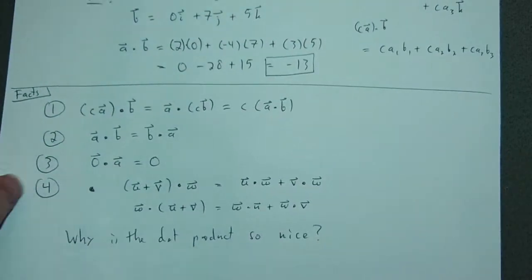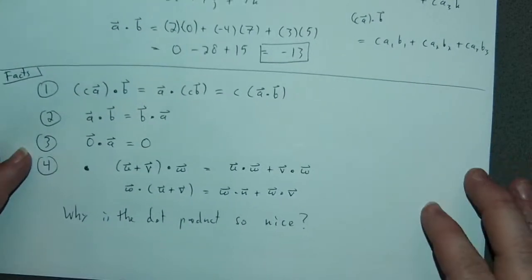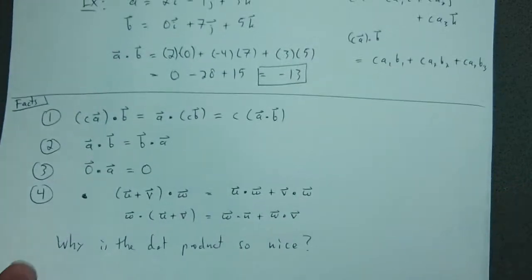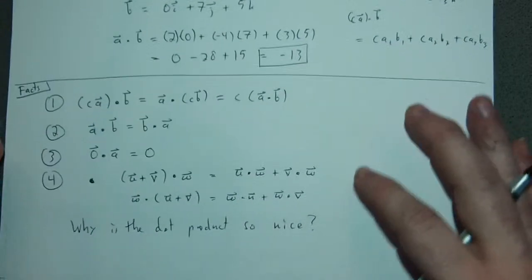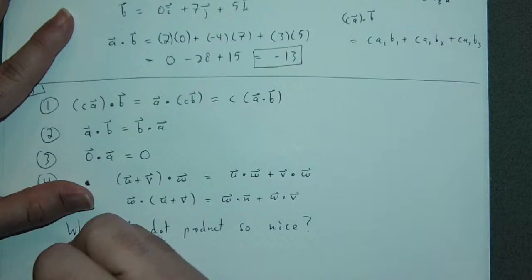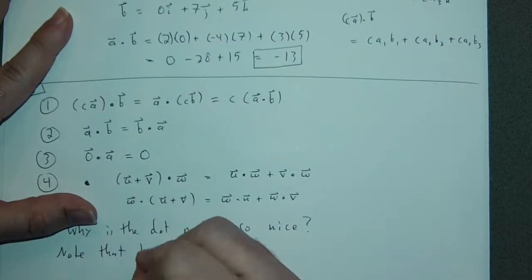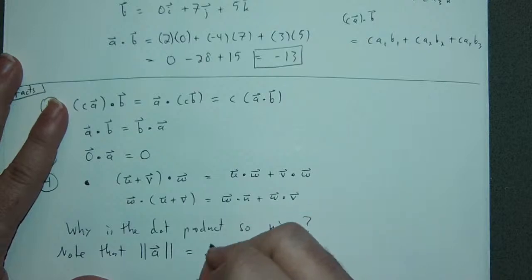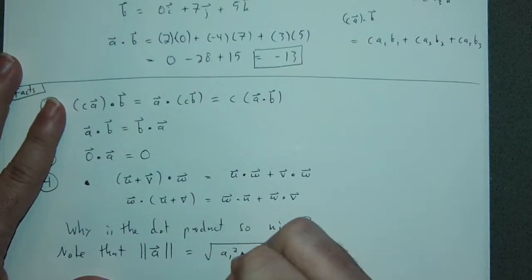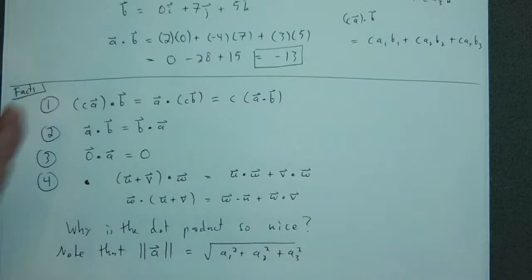Well, here's the reason. First of all, before I get into the geometric meaning here, I could say, well, note that if I consider the length of a vector, so the length of the vector A, that is the square root of a1 squared plus a2 squared plus a3 squared, right?